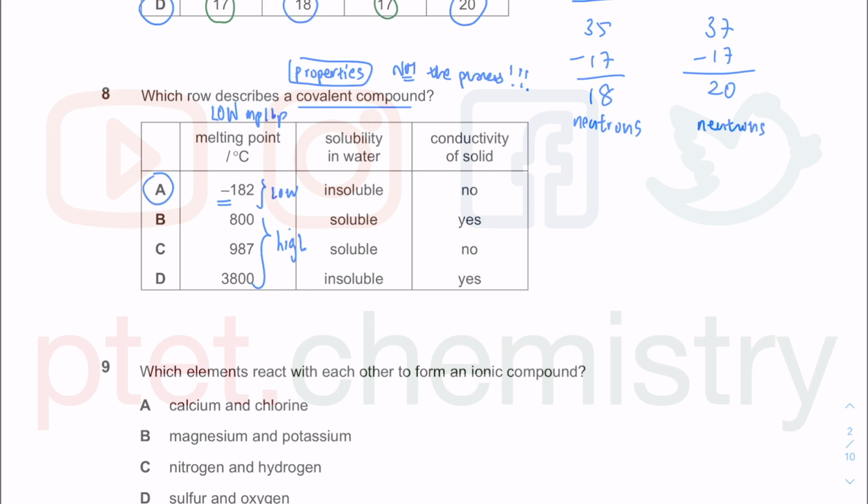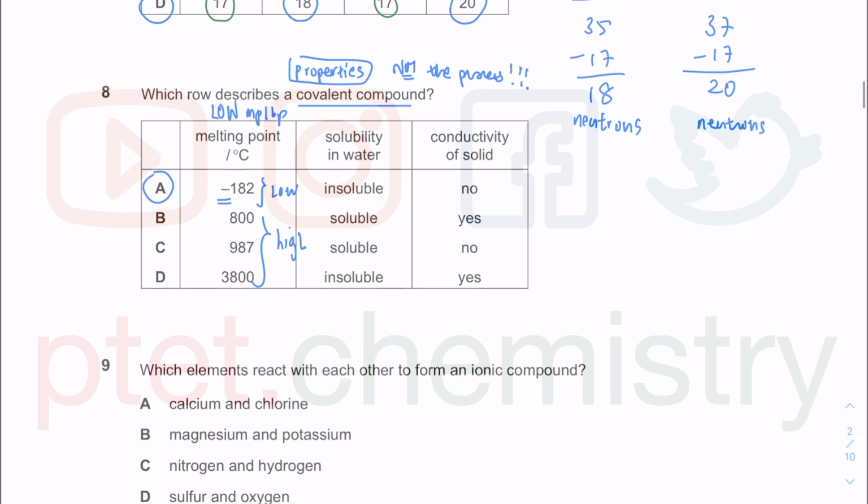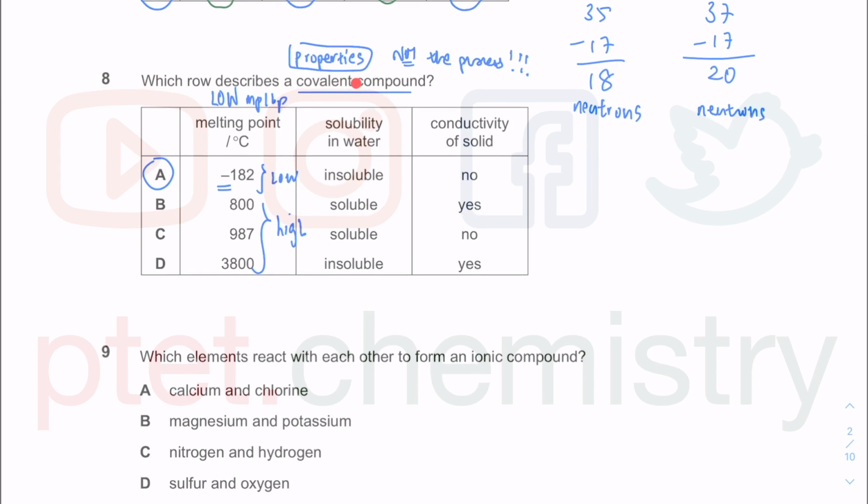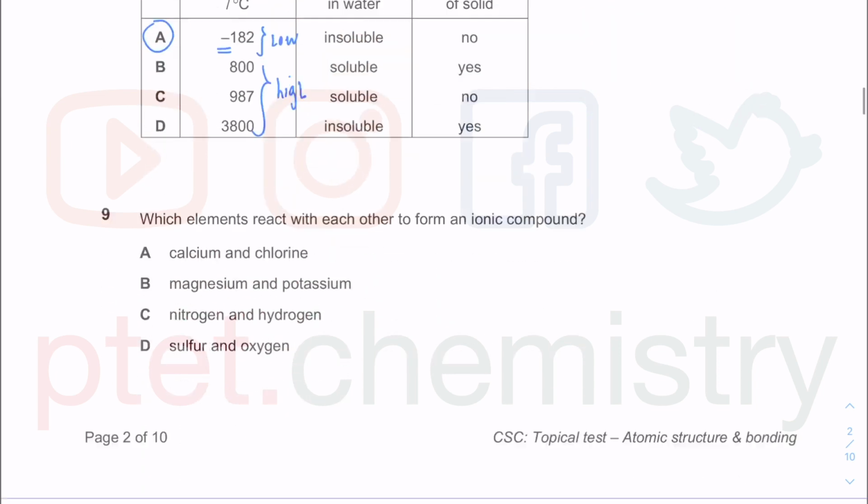This must be low. That must be the answer, because conductivity is one thing: covalent compounds do not conduct. So with just these two, we can get the answer straight away. Very, very straightforward, based on what you know, based on your checklist of revision.